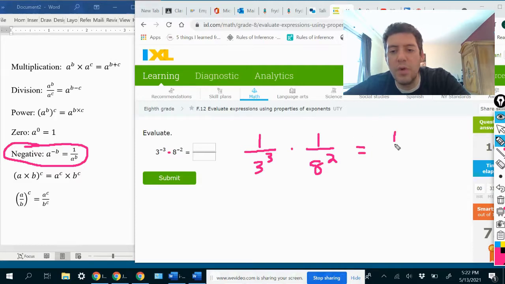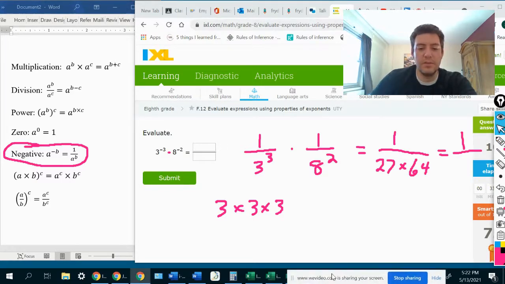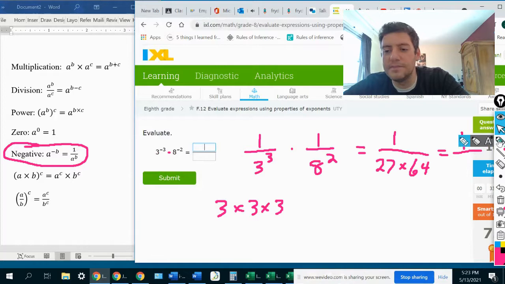Okay, so 1 times 1 is 1. And then 3 to the third times 8 to the second. So 3 to the third means 3 times 3 times 3, right? So 3 times 3 is 9, times another 3 is 27. So I have 27 times 8 to the second power means 8 times 8, which is 64. So I have 1 over 27 times 64, and then let's just use a simple calculator for that. So 27 times 64 is 1,728.